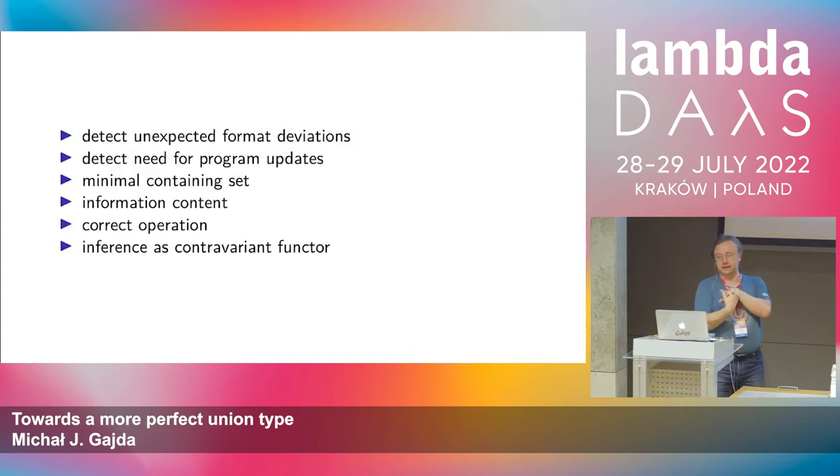So basically, the goals are to detect unexpected format deviations that make our further processing in Haskell invalid. Detect the need of program updates, of course. Find a minimal containing set, which is basically a proxy for the type. To preserve information content from all the examples that we have. Guarantee correct operation. When we have a parsed data type, it should always be parsed if it conforms to the same structure.